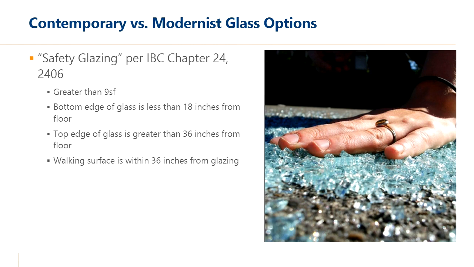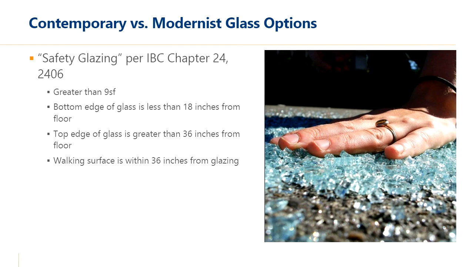Becky talked about the fabrication of annealed glass. For contemporary fenestration, safety glazing is required by the International Building Code when all four of these conditions exist. And annealed glass alone doesn't meet those safety glazing requirements.